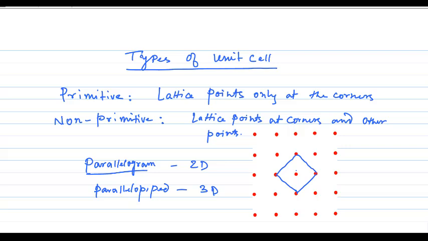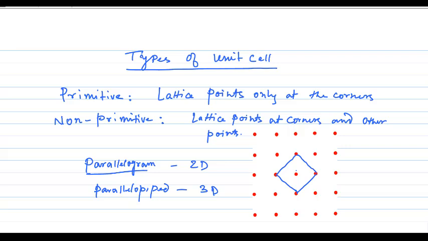More of this we are going to see when we talk about the crystal structures, the 7 crystal systems that we have and the 14 Bravais lattices. So these are two types of unit cells. Have you noticed something very unique about the lattice? We have understood what is a lattice, but there is something which is unique about it.